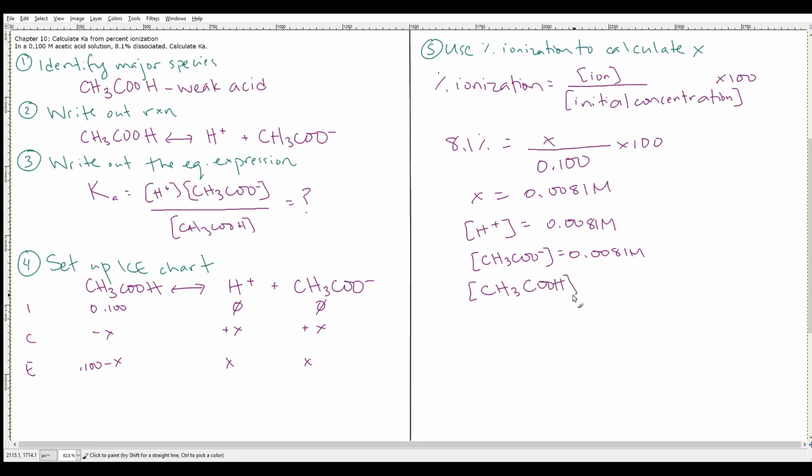Acetic acid is equal to 0.100 minus X, which will give me 0.0919.